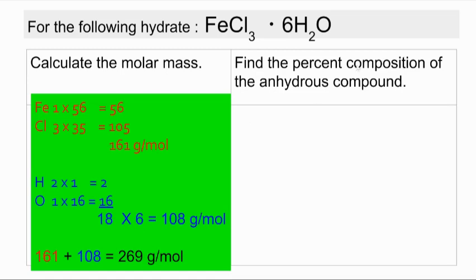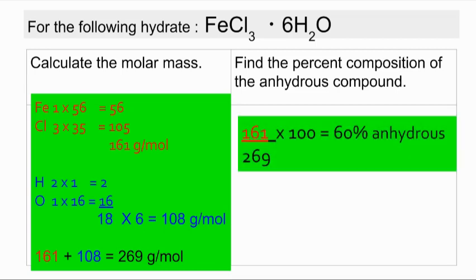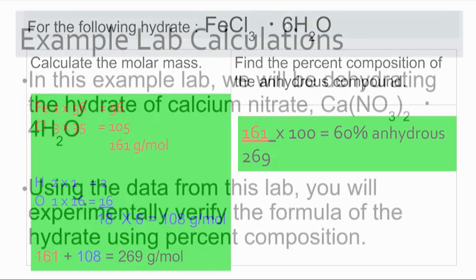If we want to know the percent composition of the anhydrous compound, we're going to need to divide the anhydrous mass, here's our part, divided by the whole, or the mass of the whole thing. So 161 divided by 269 times 100 will tell us that the anhydrous mass is 60% of the mass of the hydrate. Thus, the water part would be 40%.